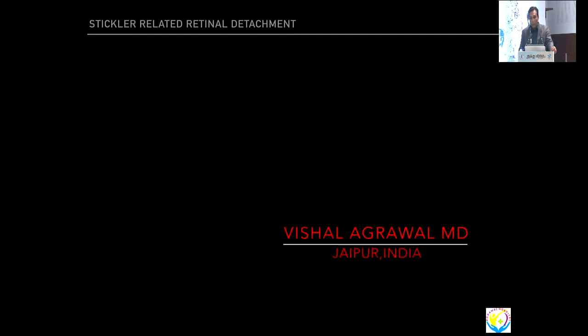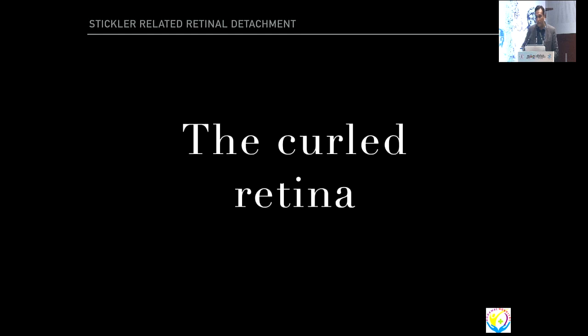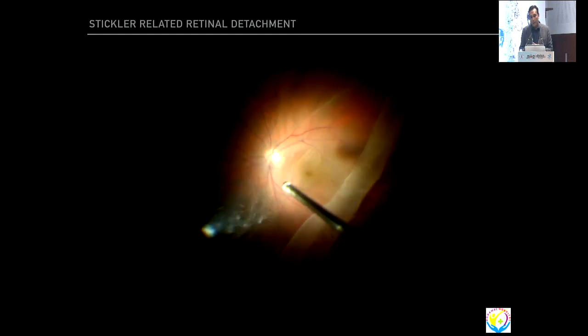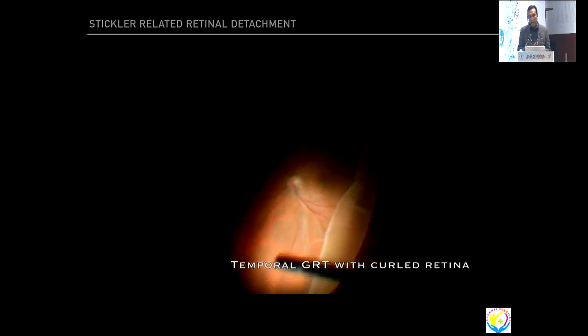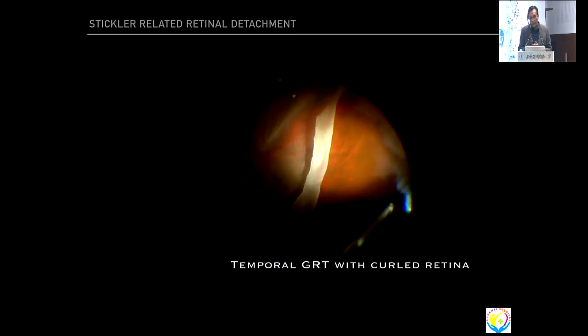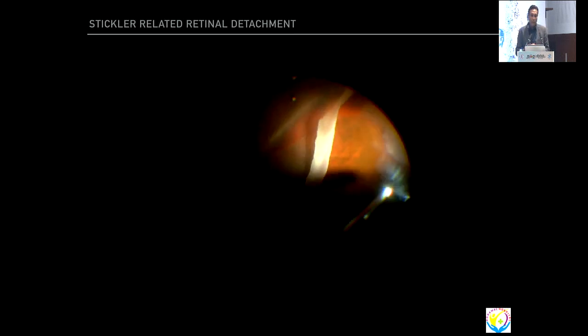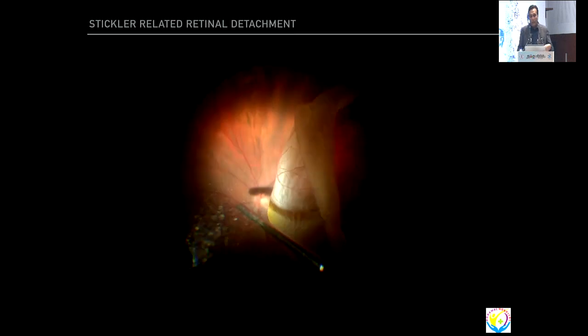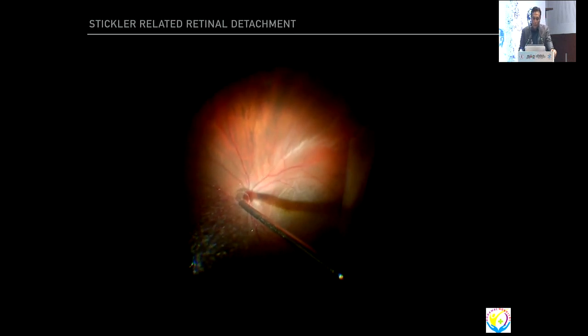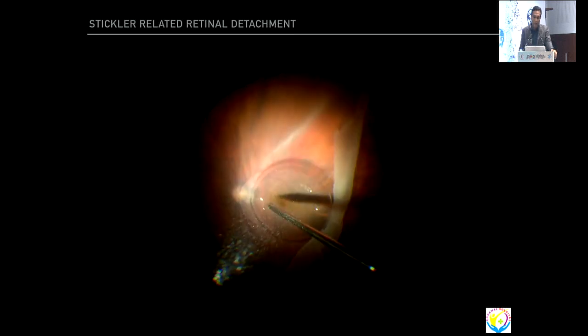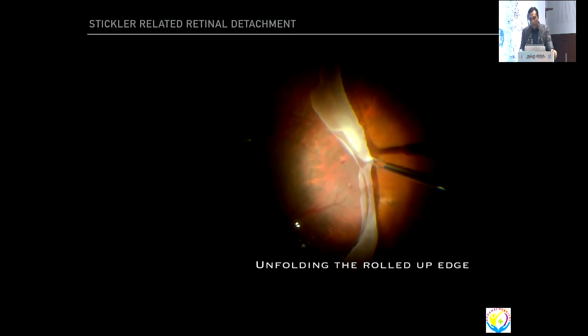Stickler syndrome. We were working in a tertiary care center where a lot of referral Stickler syndromes were coming with GRTs. And the point here is it's optically empty vitreous. So a fresh GRT will also curl and adhere to the other part of the retina, and you just cannot unroll the retina with the PFCL here. And if you forcefully do it, it will go into the subretinal space.